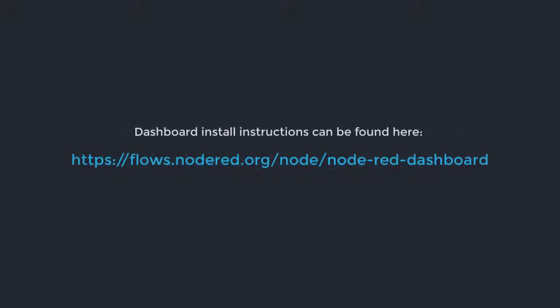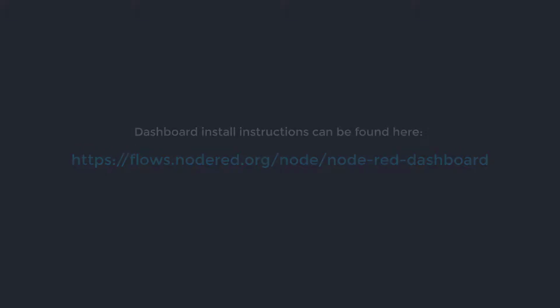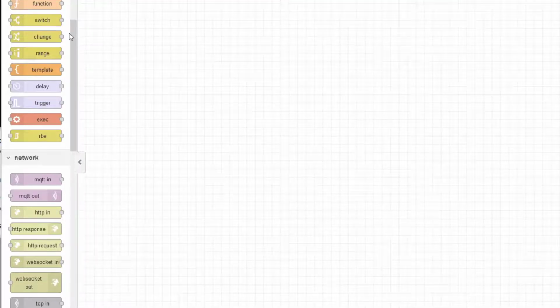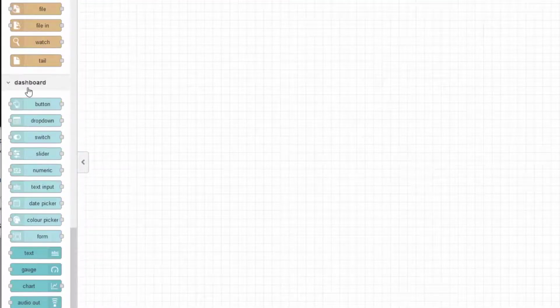You will also need to have the Node-RED dashboard installed for this tutorial. Instructions for setting that up can be found here. Once you have all of that installed and running, open up your browser and go to your Node-RED editor. Mine is at localhost:1880. You should see a section in the left menu for the dashboard.